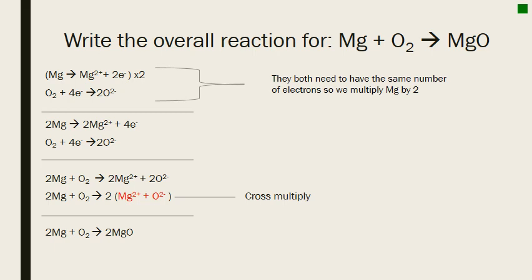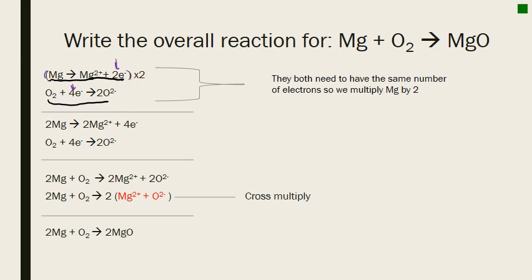Now we have to write the overall reaction for Mg plus O2 goes to MgO. So this is the equation that we came up with before, and this is the equation we came up with. So these are the ones that we did in the previous slide. So to write the overall reaction, the electrons have to be the same. Now as you can see, here we've got 4 electrons for oxygen, and magnesium has 2 electrons. To make them the same, we have to times this whole equation by 2.